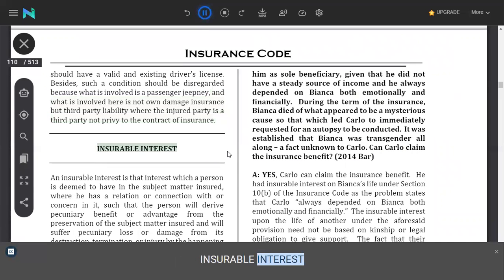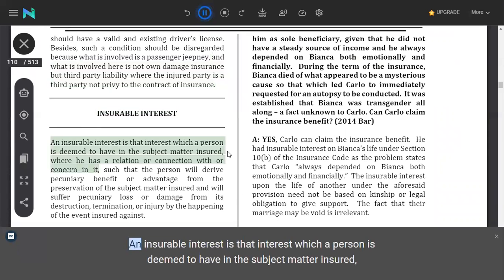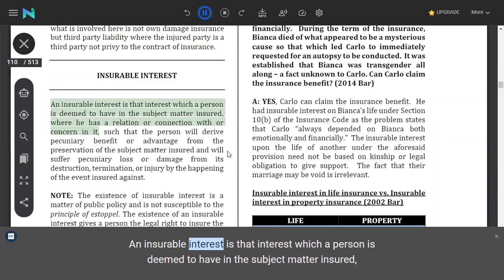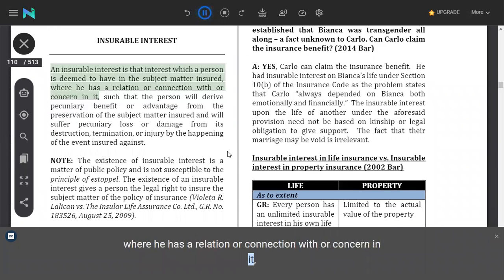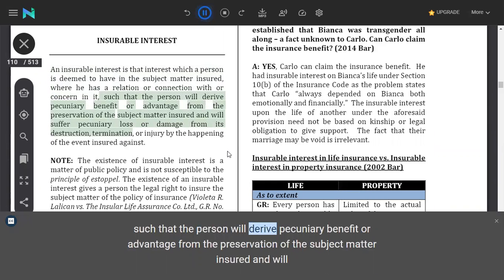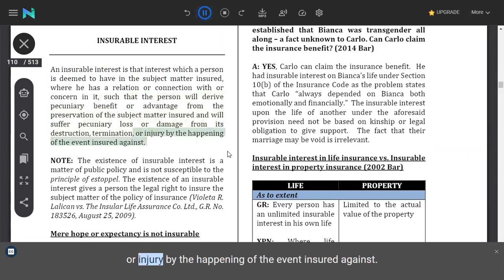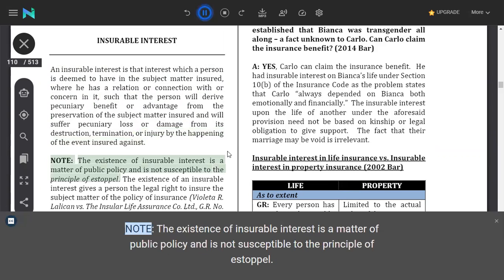Insurable interest. An insurable interest is that interest which a person is deemed to have in the subject matter insured, where he has a relation or connection with or concern in it, such that the person will derive pecuniary benefit or advantage from the preservation of the subject matter insured and will suffer pecuniary loss or damage from its destruction, termination, or injury by the happening of the event insured against.